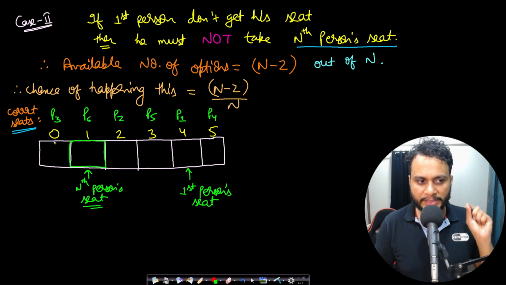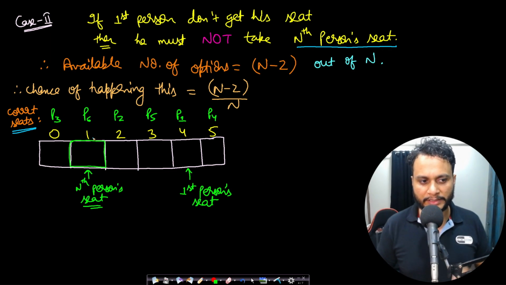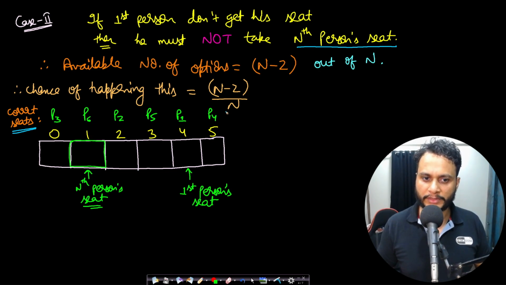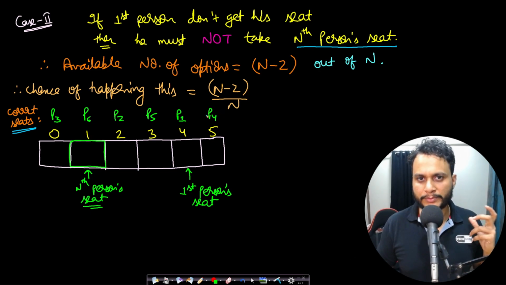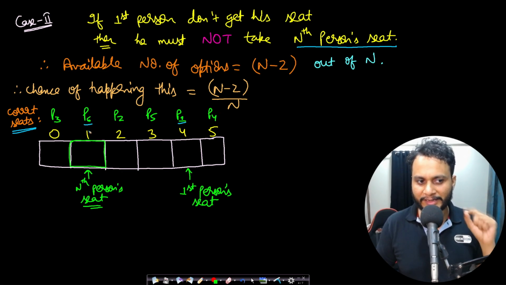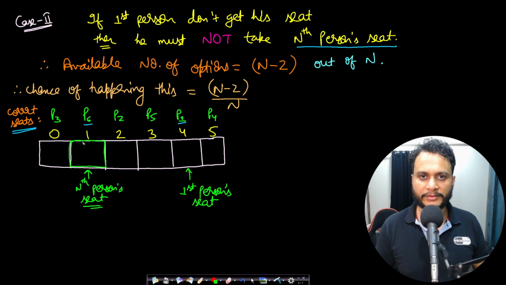That means seat number 0 should go to P3, that means person number 3. Seat number 1, that means index 1, should go to person number 6, and so on, right? So who is the last person in this case? Now since the first person is P1, the last person is P6. So P6's correct seat is seat number 1. Okay, that means this is the nth person's seat.